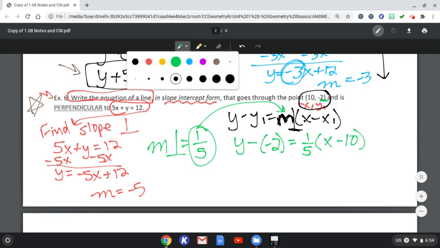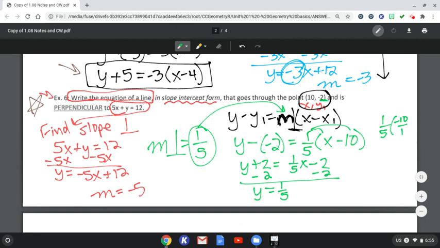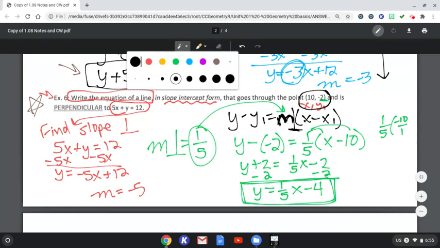And lastly, it did ask us for slope-intercept form, so we're going to have y plus 2 equals, and I'm going to distribute, 1/5 x minus 2, because 1/5 times negative 10 over 1 is going to be negative 10/5, or negative 2. And the last step is to subtract this 2 from both sides so that we get y to stand alone. So y equals 1/5 x minus 4. So that's the equation of a line in the coordinate plane.